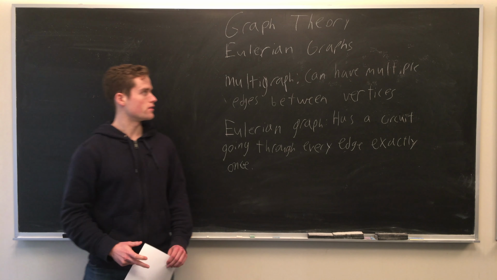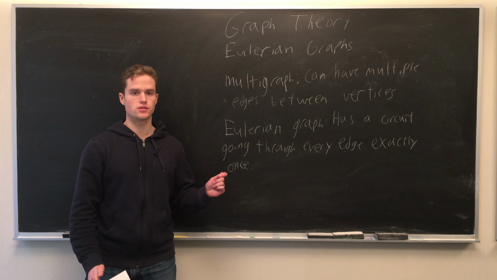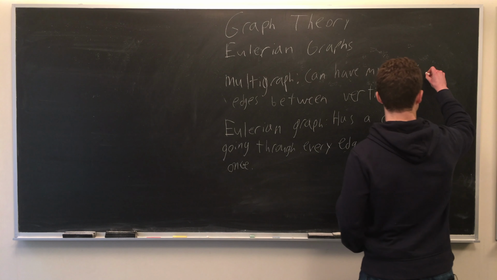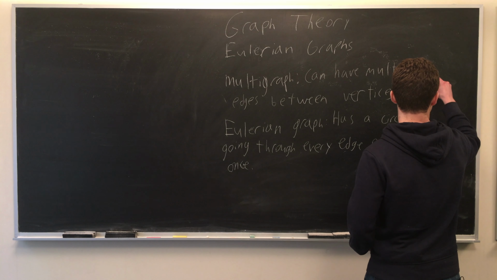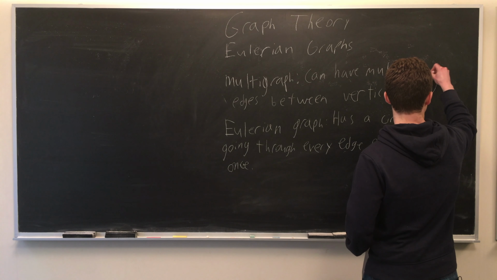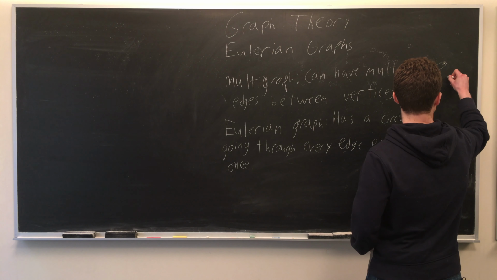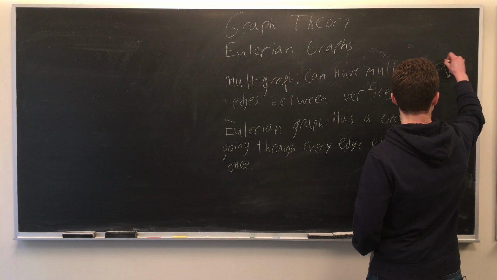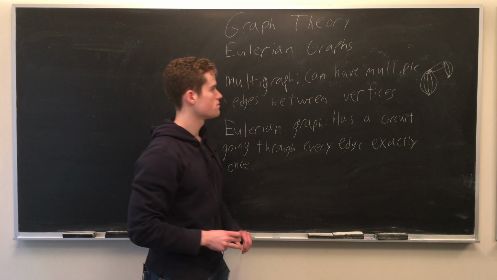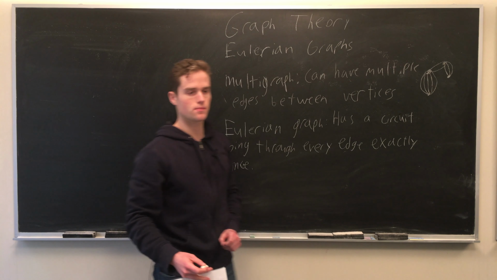So first we're going to define multigraph. A multigraph is just a graph where the vertices can have multiple edges between them. So instead of just one edge, you can have as many edges as we want between the vertices.